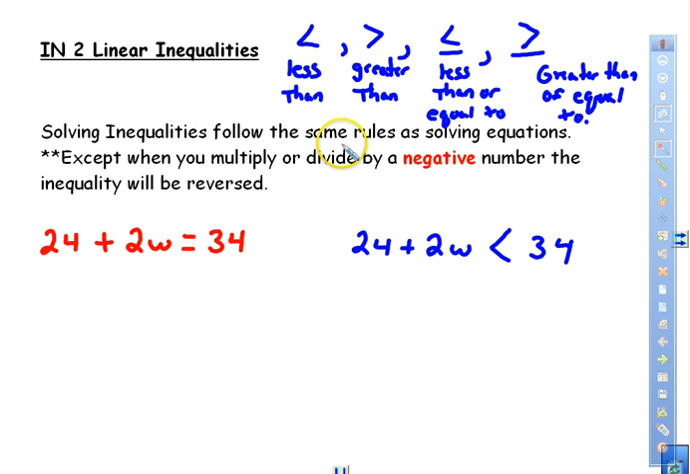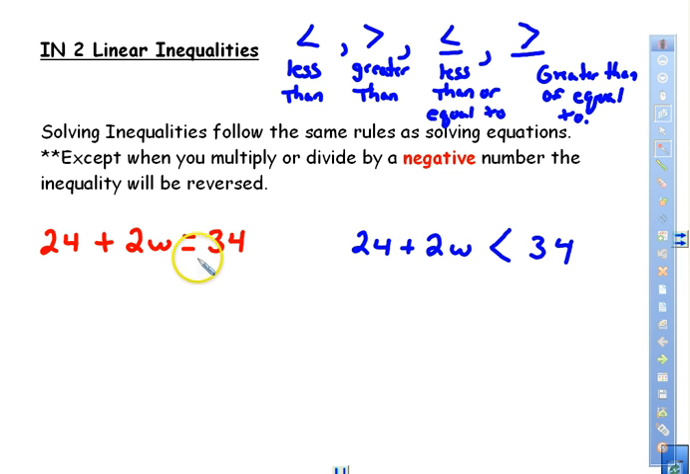Solving inequalities follow the exact same rules as solving equations, except when you multiply or divide by a negative number, the inequality will have to be reversed. Okay, so you're going to then flip them. So instead of less than, it would then have to be turned into greater than. And if it was less than or equal to, it'd have to be greater than or equal to, or vice versa.